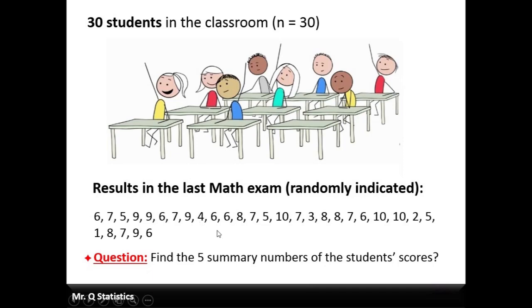In this video, I will show you how to calculate the five summary numbers: min, max, quartile 1, 2, and 3, which can be considered a basic preparation for the box and whisker plot.